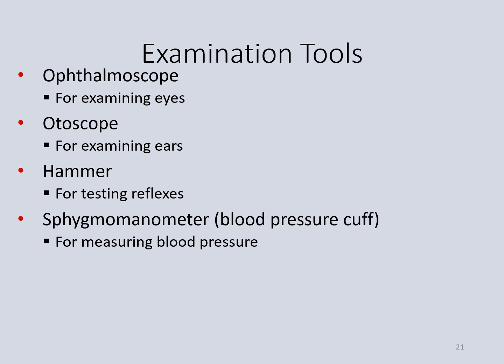During examination, there are tools that you use. The ophthalmoscope is for the eyes. The otoscope is for the ears. The hammer is for testing reflexes. You hit a tendon and can test reflexes. And the sphygmomanometer is another name for the blood pressure cuff. If you really want to impress people on your rotations, learn to say and spell the word sphygmomanometer.